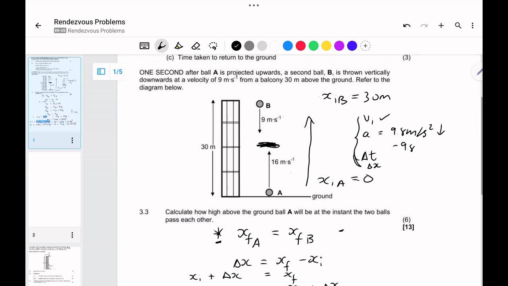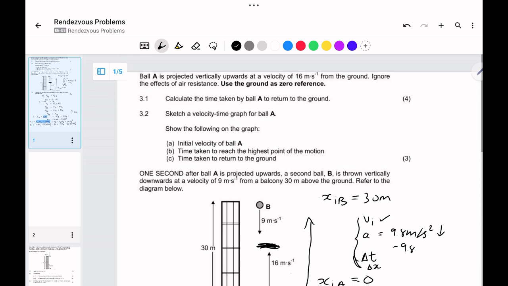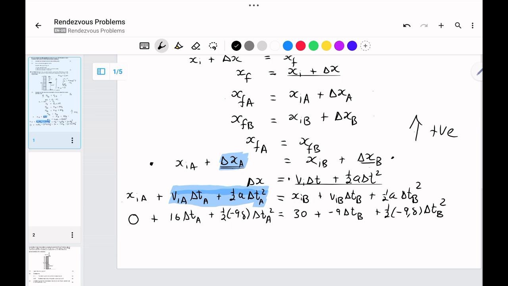It has been mentioned that A started flying first. A is projected vertically upwards at a velocity of 16 meters per second. There we have it. And then they mention over here, 1 second after ball A is projected upwards, a second ball B is thrown vertically downwards at a velocity of 9 meters per second. Okay, now I need to illustrate this.